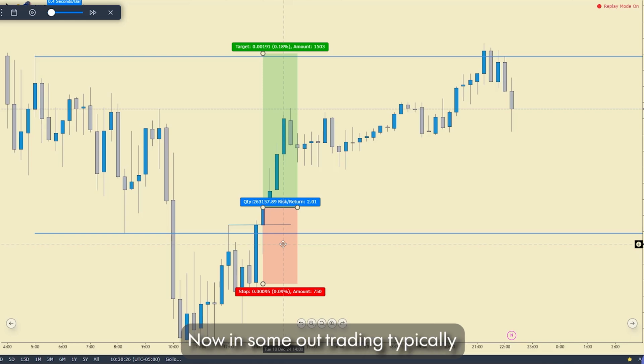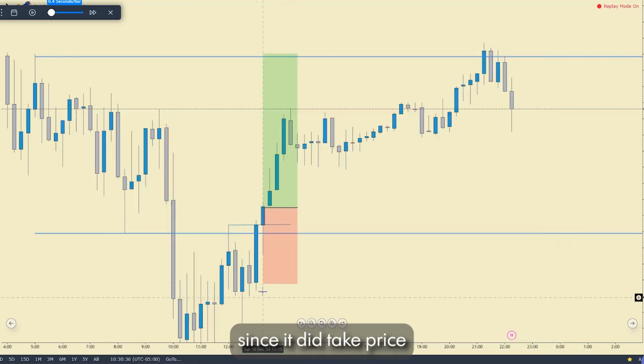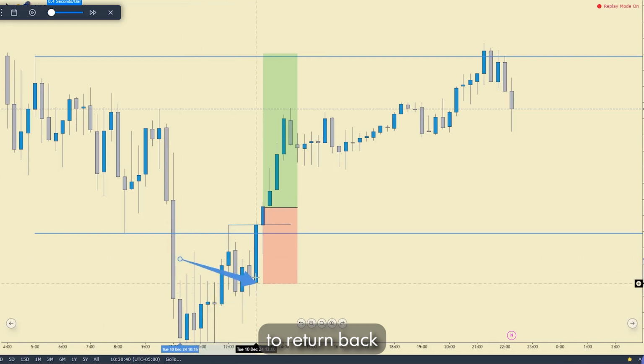Now in terms of our trading checklist, this would not be part of the A+ setups, okay, since it did take price quite a while to return back into the range.